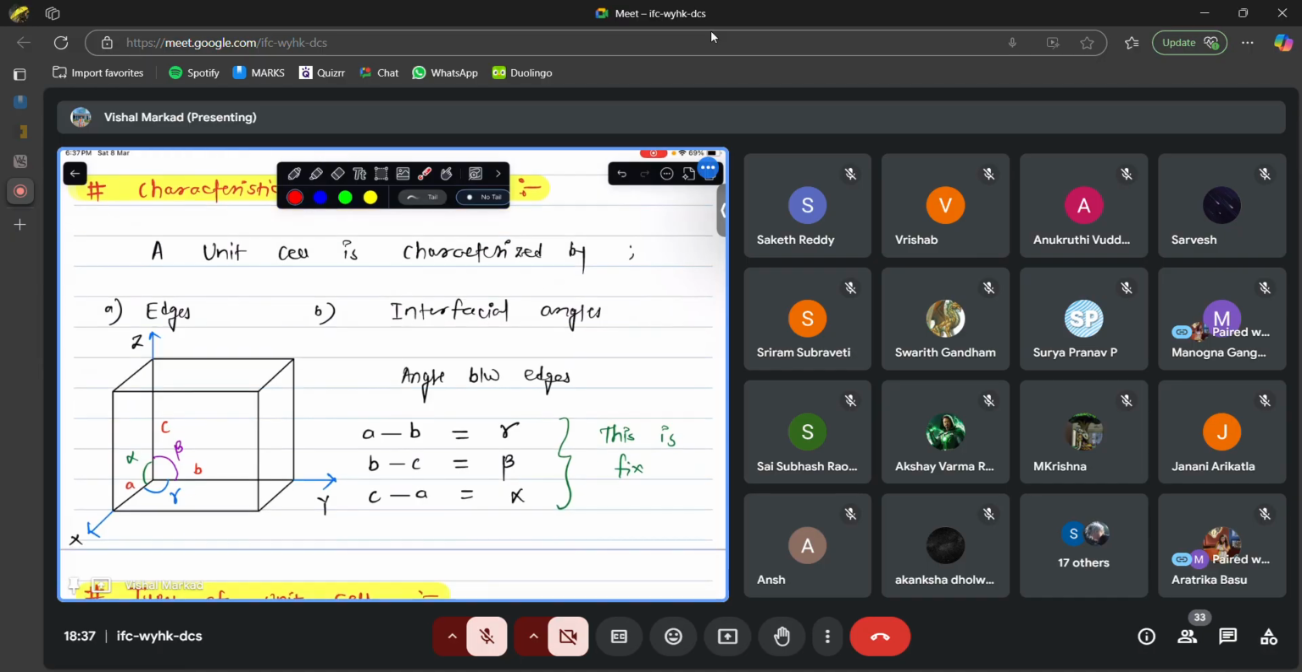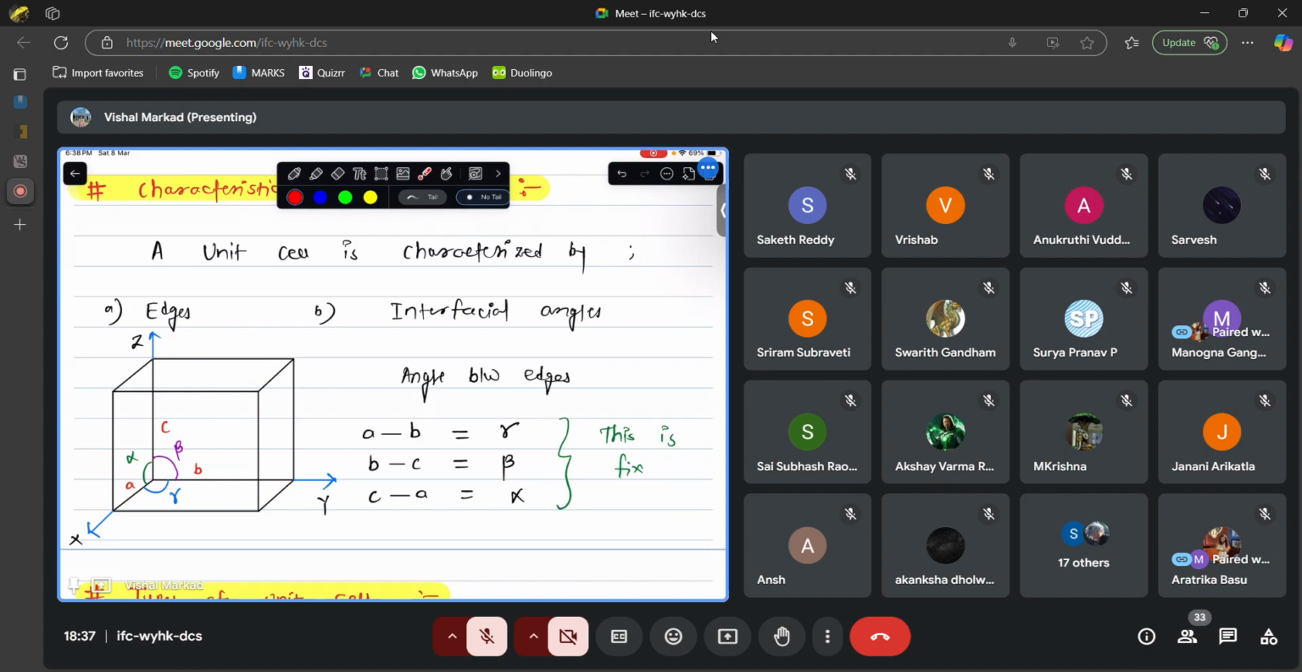So now, let's suppose this is my edge A, this is B, this is C. Then the angle between A and B, we consider as gamma. To avoid confusion further, we fix this. If A and B edges are there, the angle between A and B we consider as gamma. How to remember this? Simple. AB, BC and CA. Angle between A and B, between B and C, between C and A. Now go in the reverse way: alpha, beta, gamma.